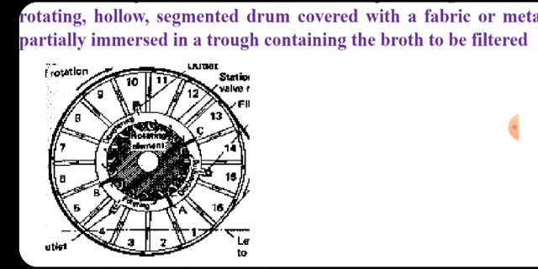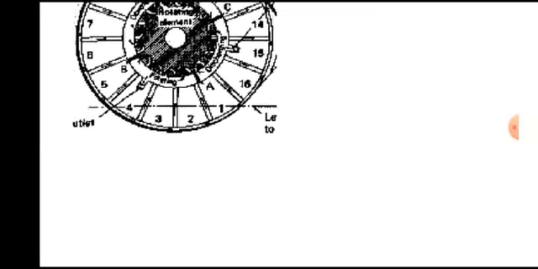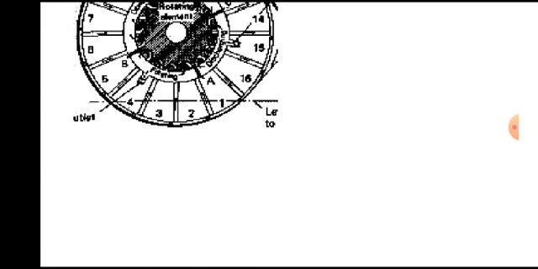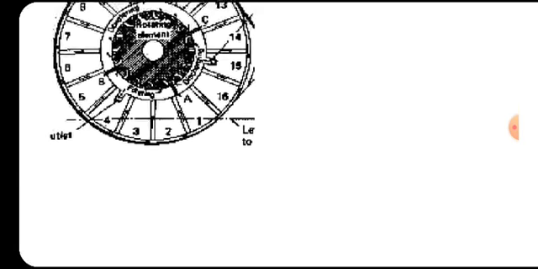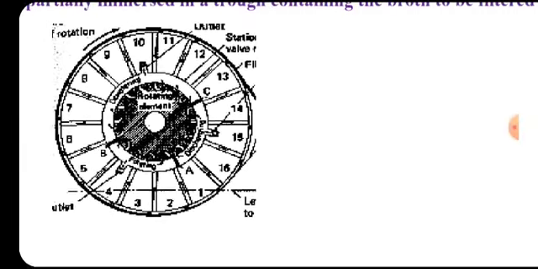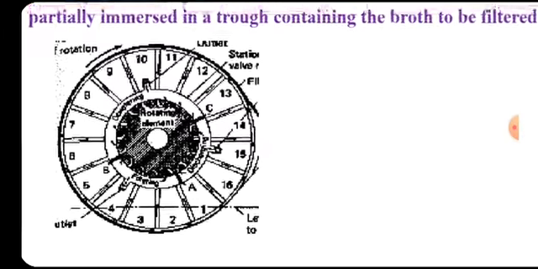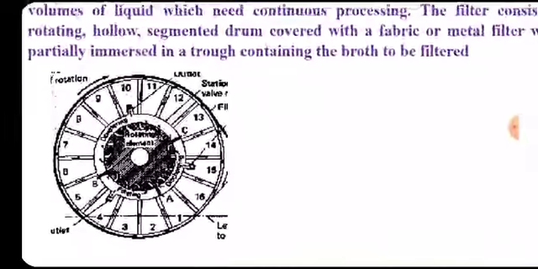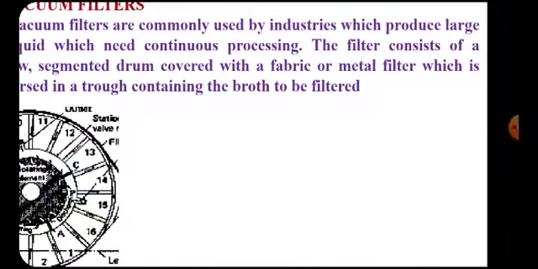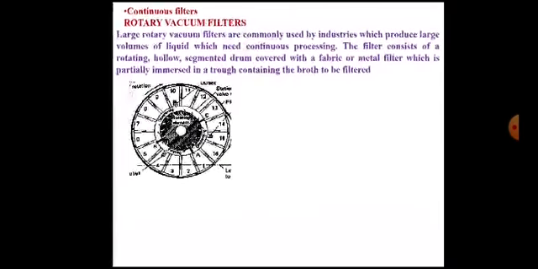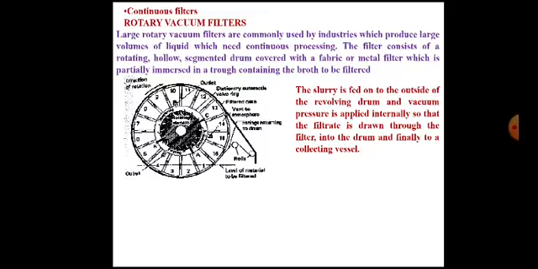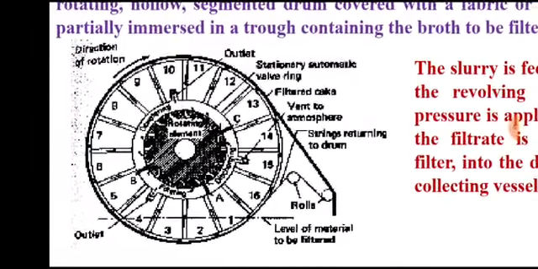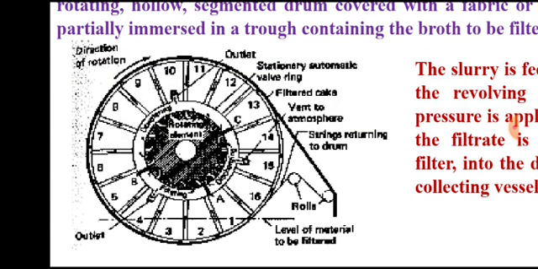So the liquid is sucked inside, and at the bottom you can see the horizontal line. This horizontal line is the fermentation broth. So this drum is immersed inside the fermentation broth, and it is continuously rotating in clockwise direction, that we'll see. This drum is partially immersed in a trough containing the broth to be filtered, so it is dipped in that broth. This is the detailed diagram. You can see a more improved diagram; we'll see in the next slide, of course.